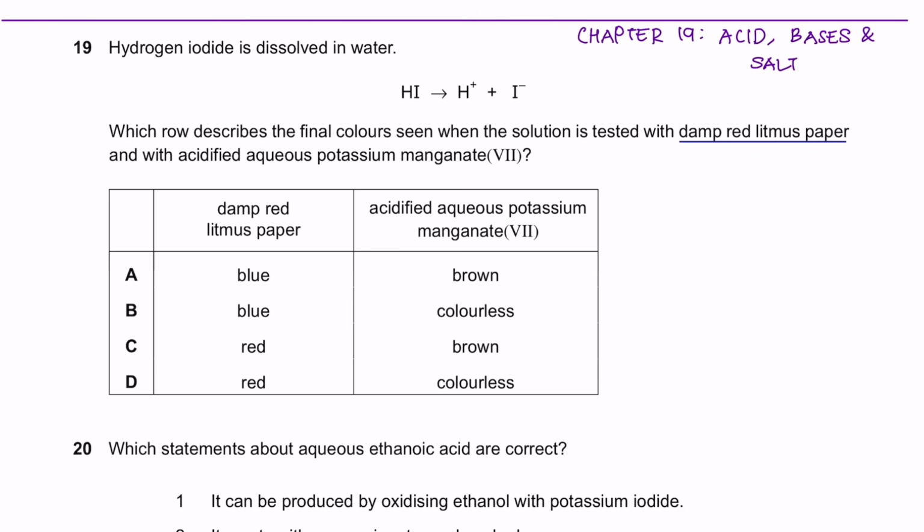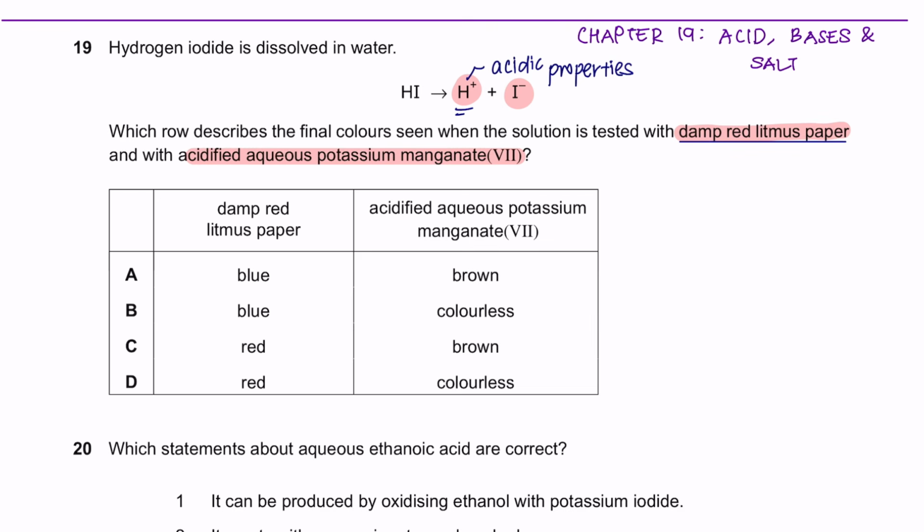Hydrogen iodide is dissolved in water. When dissolved in water, you form hydrogen ion and iodide. Remember that H plus is a proton donor which gives you acidic property. So they're asking which row describes the final color when the solution is tested with damp red litmus paper and with acidified aqueous potassium manganate.